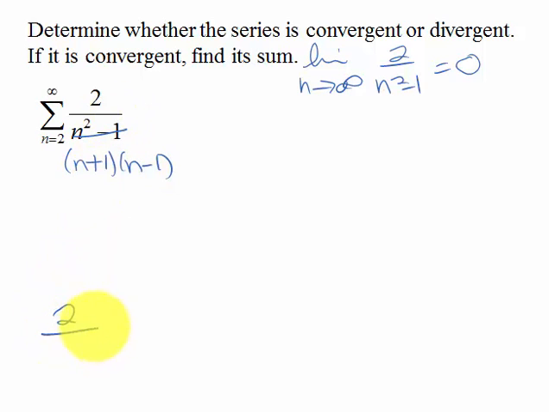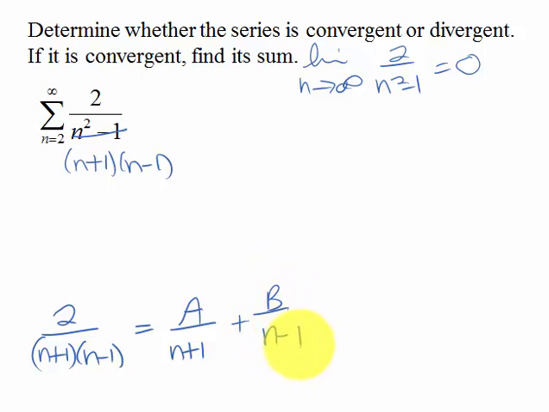So I'm going to do that down here. We have 2 over (n plus 1)(n minus 1), and we could split that up into partial fractions, A over n plus 1 plus B over n minus 1. Now let's go ahead and clear this of fractions, so we'll multiply everything by (n plus 1)(n minus 1). That'll cancel the n plus 1 and leave an n minus 1, and cancel the n minus 1 and leave an n plus 1.